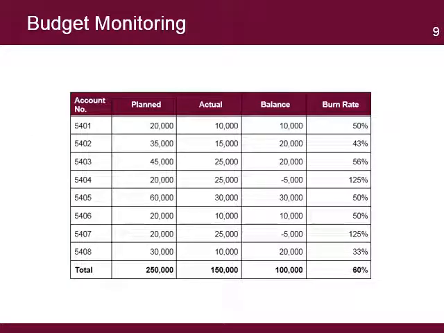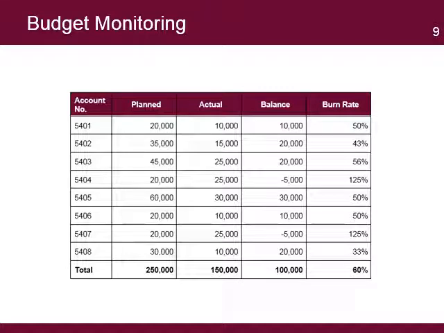The most common method is the budget reports that show the planned budget versus the actual expenses made by the project. A financial budget report shows the budget per month, the remaining balance for each account, and the burn rate, or how fast the project is using the budget.